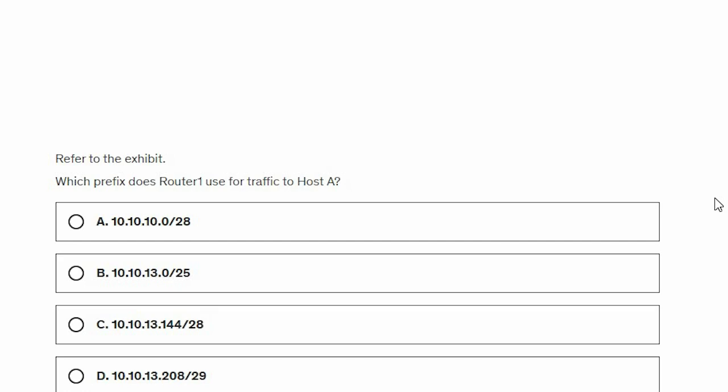Answer number 1, 10.10.10.0/28. Answer number 2, 10.10.13.0/25. Answer number 3, 10.10.13.144/28. Answer number 4, 10.10.13.208/29. The correct answer is D.